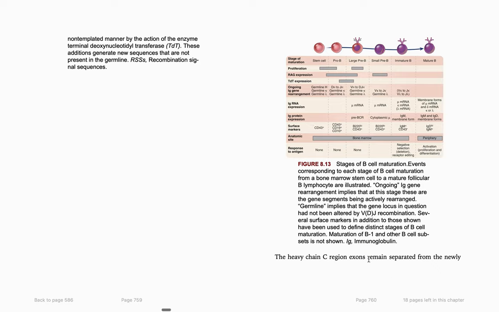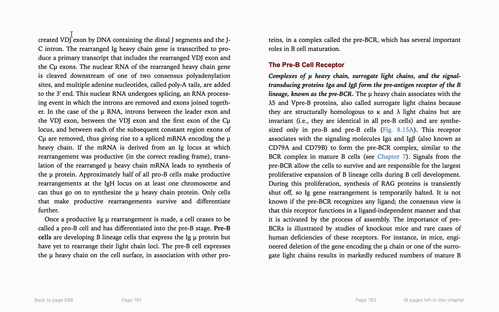The heavy chain C region exons remain separated from the newly created VDJ exon by DNA containing the distal J segments and the JC introns. The rearranged Ig heavy chain gene is transcribed to produce a primary transcript that includes the rearranged VDJ exon and the C mu exons. Nuclear RNA of the rearranged heavy chain gene is cleaved downstream of one of two consensus polyadenylation sites, and multiple adenine nucleotides, called the poly A tail, are added to the 3' end. The nuclear RNA undergoes splicing and RNA processing in which the introns are removed and exons joined together.